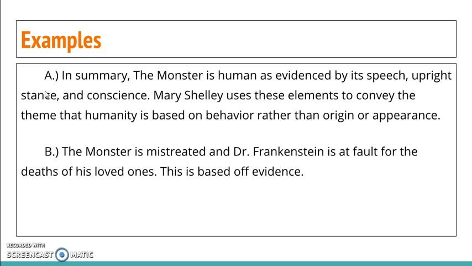Now, I have two examples for you to decide from. A is, in summary, the monster is human as evidenced by its speech, upright stance, and conscience. Mary Shelley uses these elements to convey the theme that humanity is based on behavior rather than origin or appearance. B, the monster is mistreated and Dr. Frankenstein is at fault for the death of his loved ones. This is based off evidence. Based on the example we've used throughout this video, which do you believe would be correct? I'll give you a second to think it over.